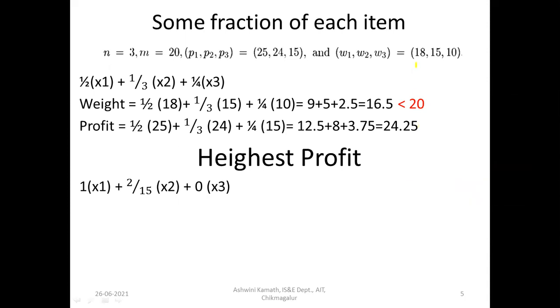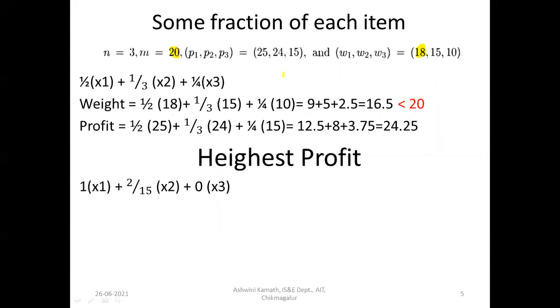You can notice that the weight of the first item is 18 kg and the capacity of the knapsack is 20, right? If you add 18 kg into the knapsack, we are left with only 2 kg. We have only 2 kg left, so a 2 kg portion of an item can be put into the knapsack.